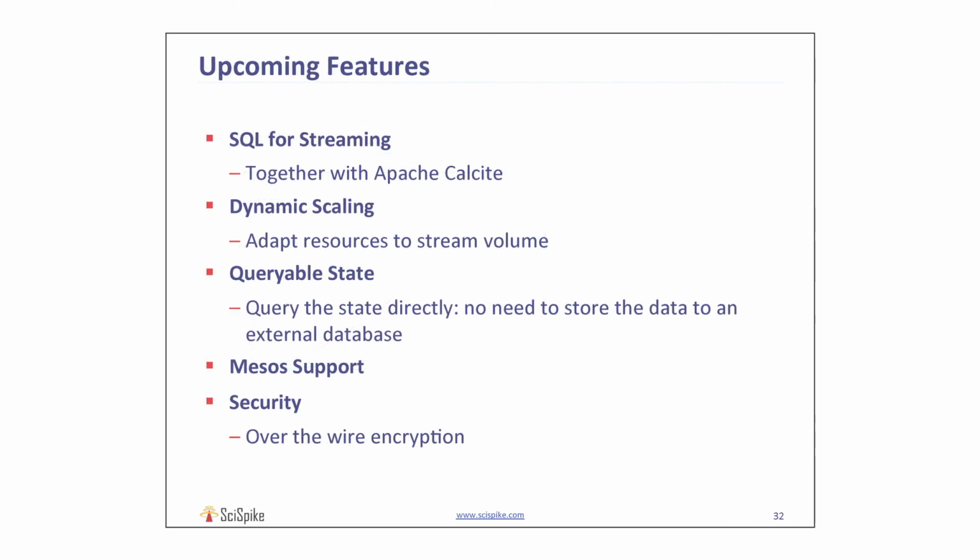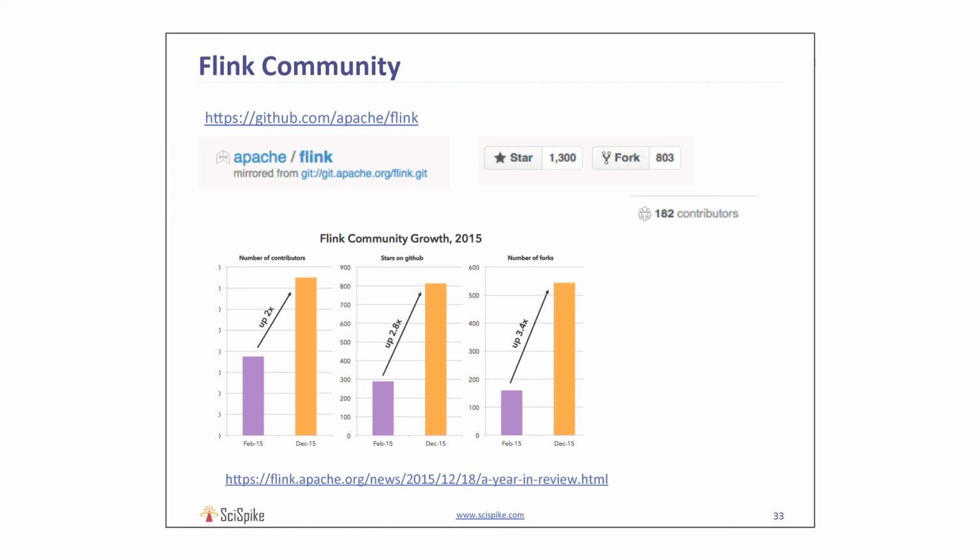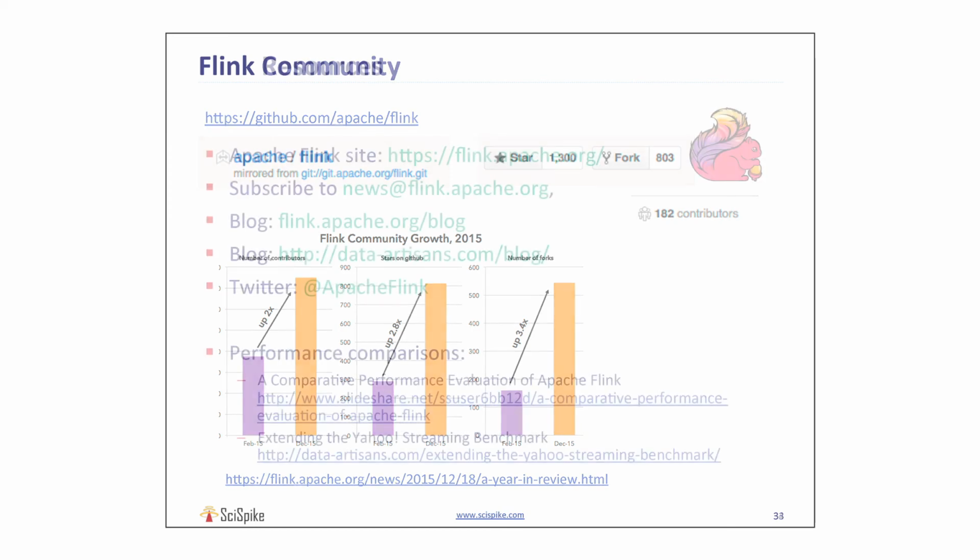So a couple of things that are coming. SQL for streaming. This is also a quite interesting, very productive feature. Apache Calcite is the SQL layer that allows independence from SQL in different stores. Dynamic streaming, as I mentioned. Ability to query the state of the system, so you don't need to offload the data into a database. And a couple of other things like Mesos support and over-the-wire encryption. It is a quite active community. A couple of indications about the growth, and I just picked this up last night: 1,300 stars and 800 forks. So there is a growing community.